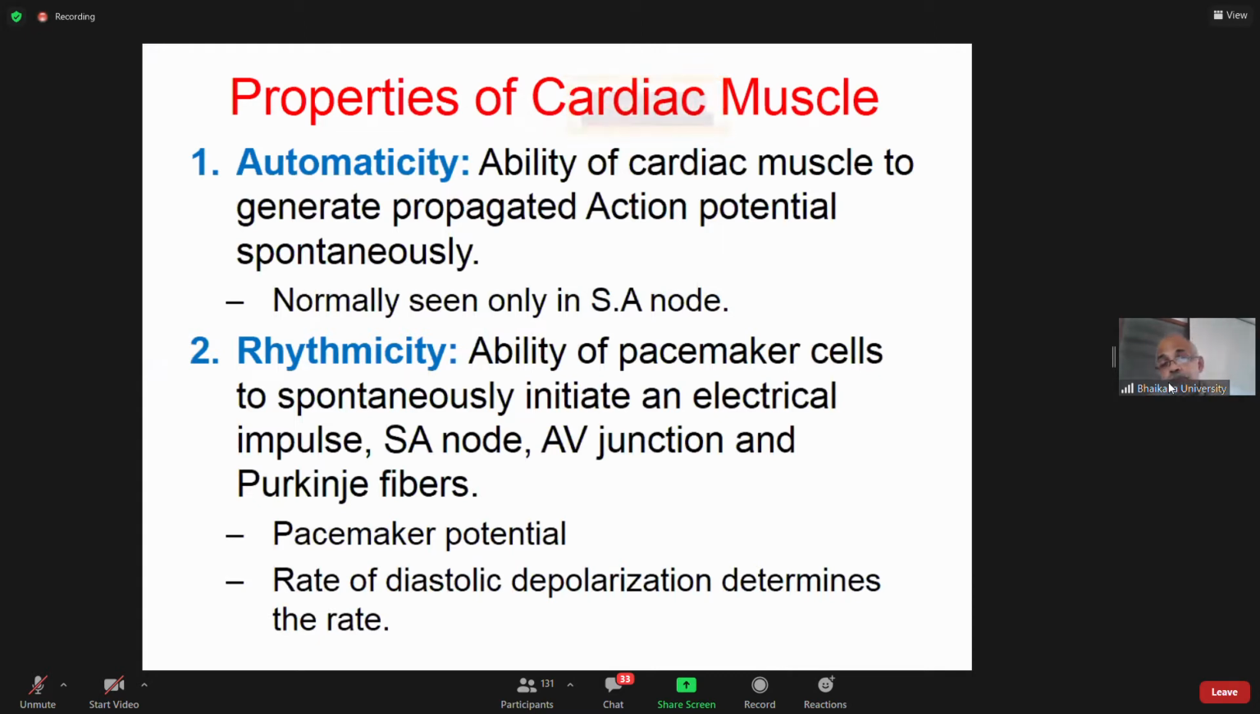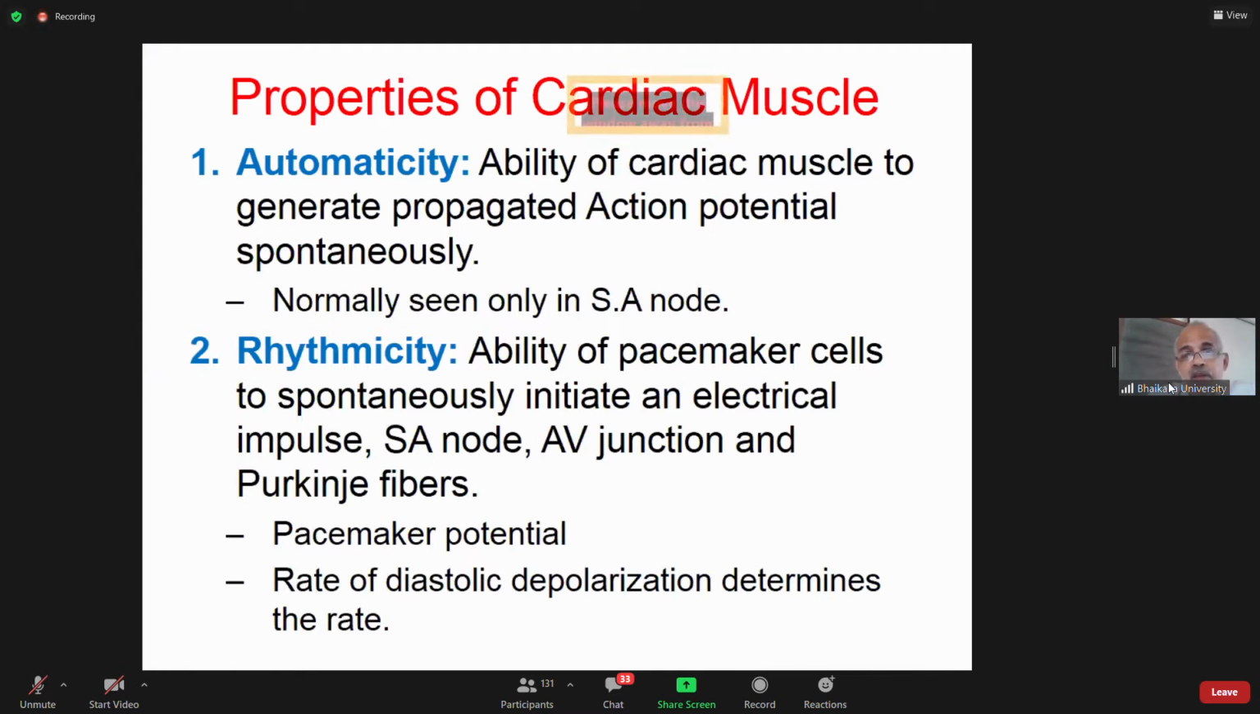Automaticity and rhythmicity. Automaticity is the property of the cardiac muscle to generate impulses spontaneously. Normally, it is seen in the case of the SA node. Normally, when we say heart rate is 72 or 80, it refers to the impulse generated at the SA node. It is conducted to the atrial musculature and ventricular musculature, and the ventricles are contracting at the rate at which the SA node has generated the impulse.